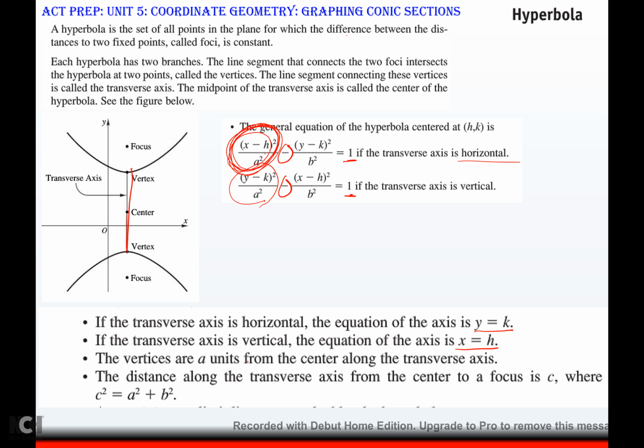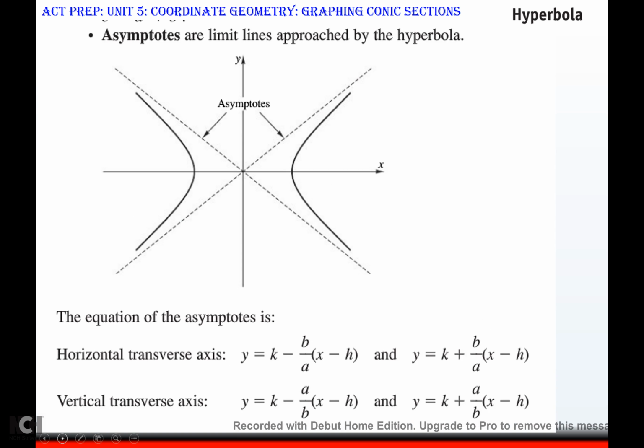The vertices are a units from the center along the transverse axis. The distance along the transverse axis from the center to a focus is c, and that you can get by taking a squared plus b squared equals c squared. Then you also have these asymptotes that are approached by the hyperbola. And these are your equations to get your asymptotes, these dotted lines.